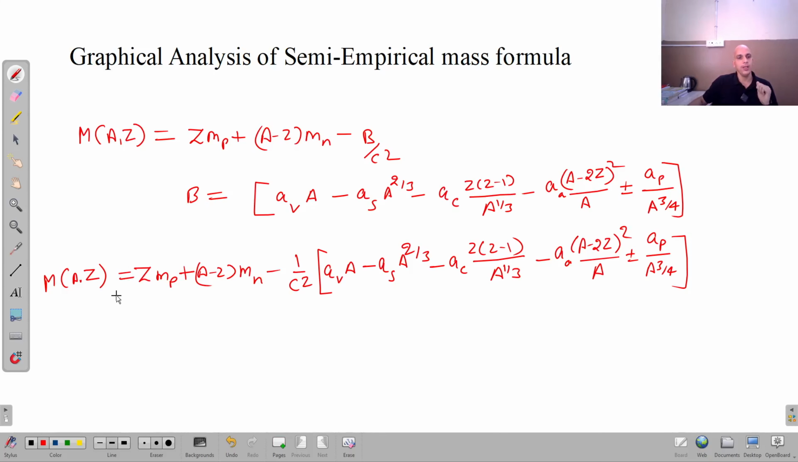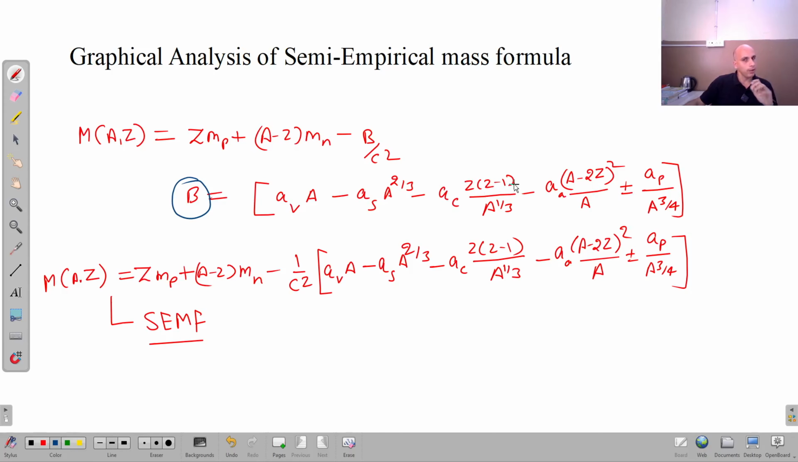This expression is called the semi-empirical mass formula, right? I have explained all the terms in detail in the previous lecture. Now in this lecture, I am particularly interested in the binding energy term, that we have derived or calculated in the previous lecture by taking the contribution of five different terms: volume energy term, surface energy term, Coulomb energy term, asymmetry energy term, and pairing energy term.